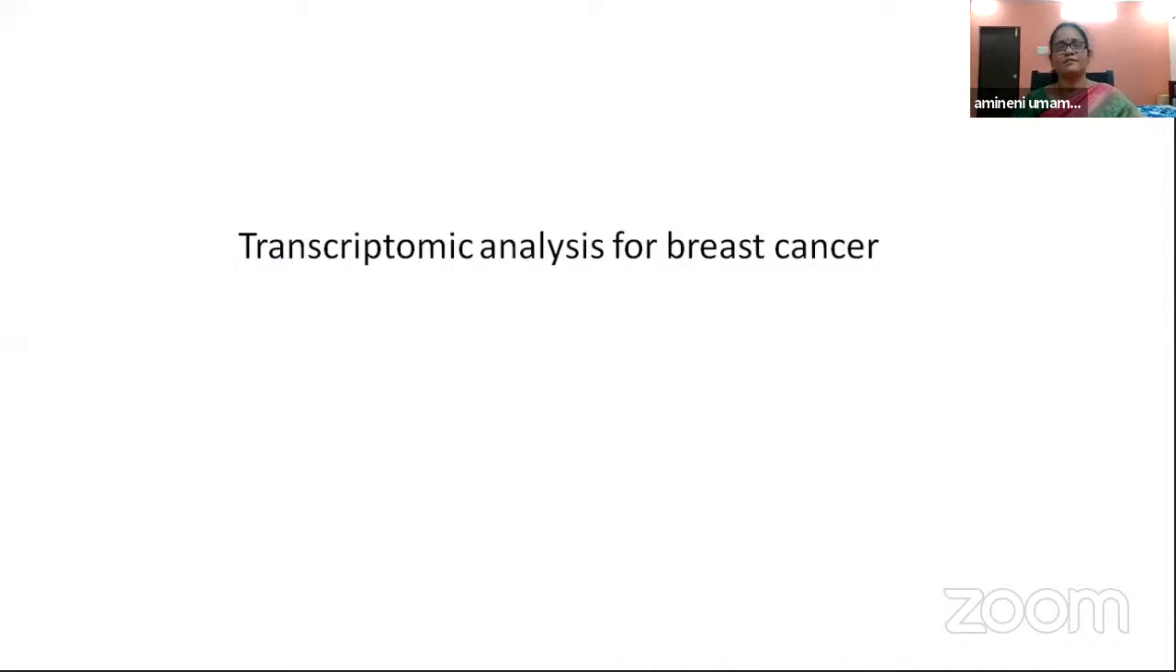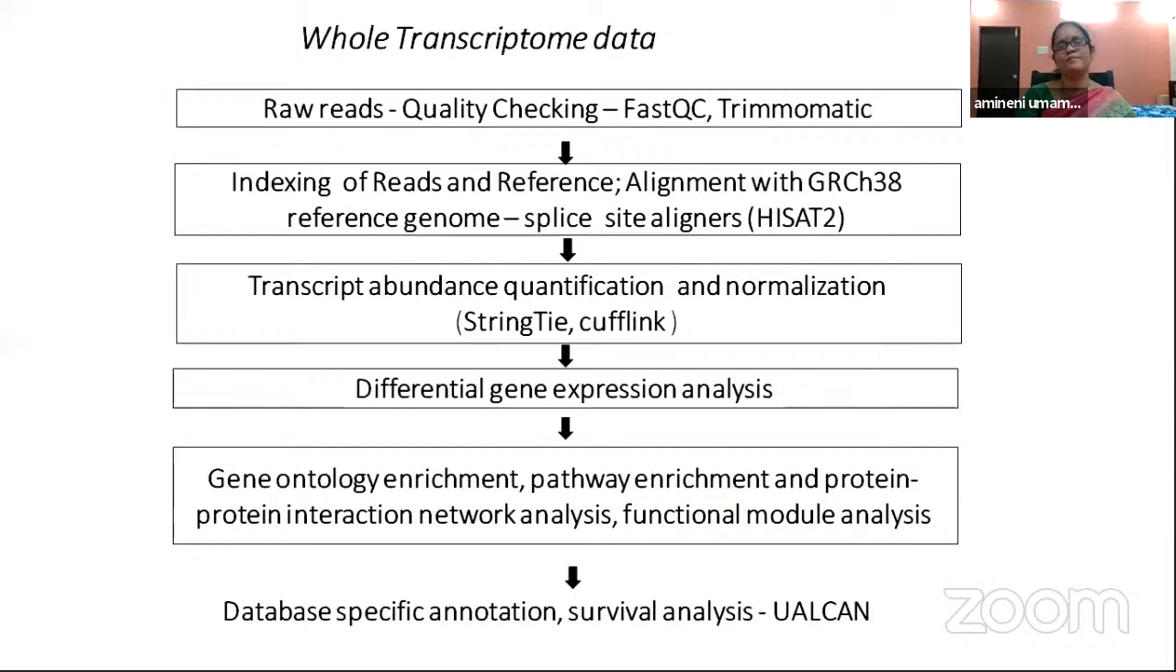And the second one is the transcriptomic analysis. This work is also by one of my PhD students. She is doing this transcriptomic analysis for breast cancers. Transcriptomic means the genes expressed at a particular time, meaning in a diseased condition. So for this, we need normal samples and diseased samples. At present, we are working with microarray data.